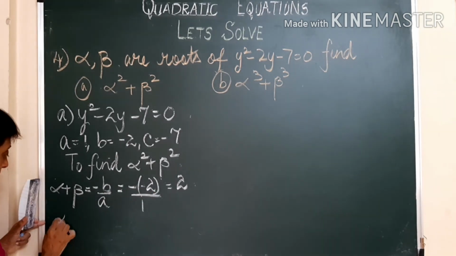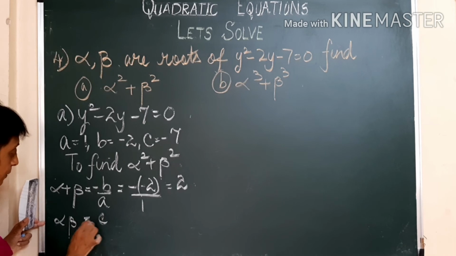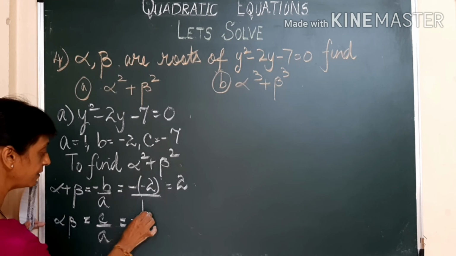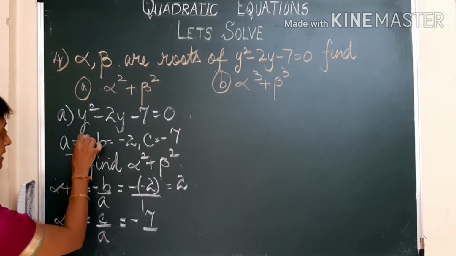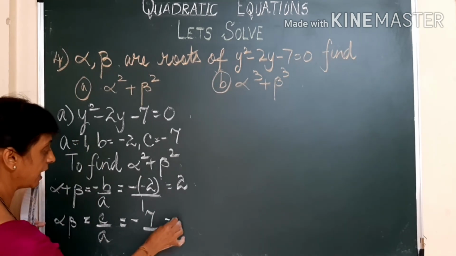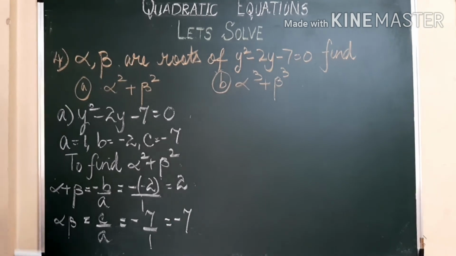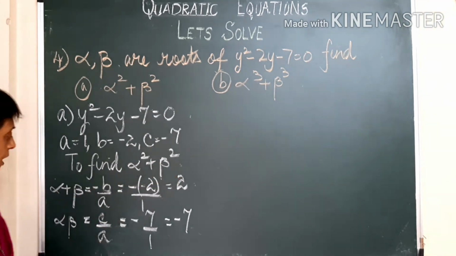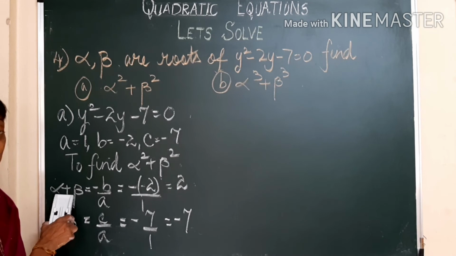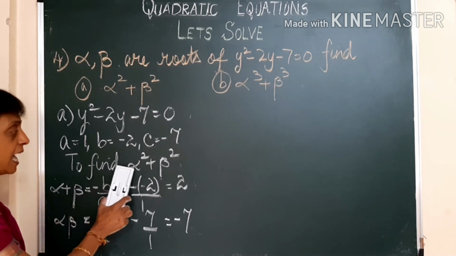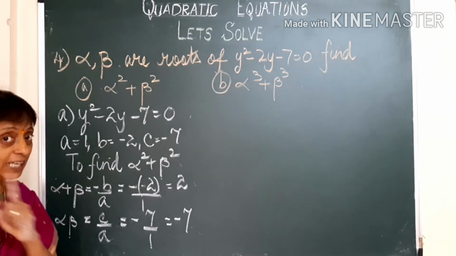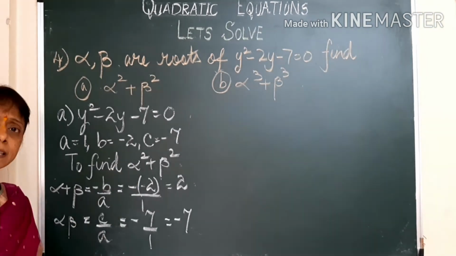What about alpha beta? That is equal to c upon a. c is minus 7 upon a, that is again equal to 1. So the answer is minus 7. Now children, from the values that you know, how do we get the value of alpha square plus beta square? There is some relation between, if you remember, alpha plus beta and alpha square plus beta square. Definitely from alpha plus beta, we can get the value of alpha square plus beta square.